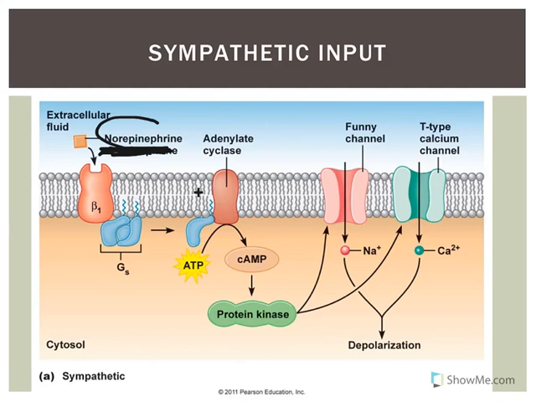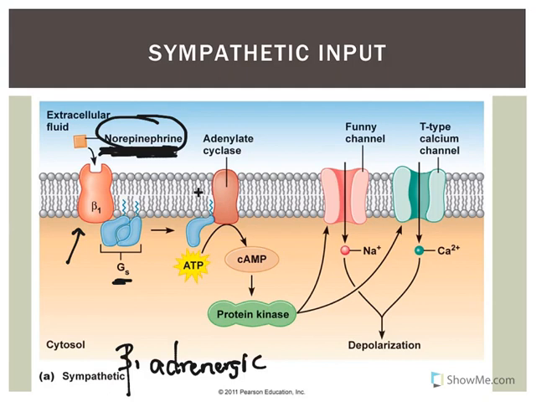It releases norepinephrine. The reason why they had norepinephrine and epinephrine on here is that if you have the release of epinephrine and norepinephrine from the adrenal medulla, it's going to bind to the same receptor. But with sympathetic nerve innervation, norepinephrine is the neurotransmitter. The receptor is a beta-1 adrenergic receptor. It is a G protein coupled receptor.